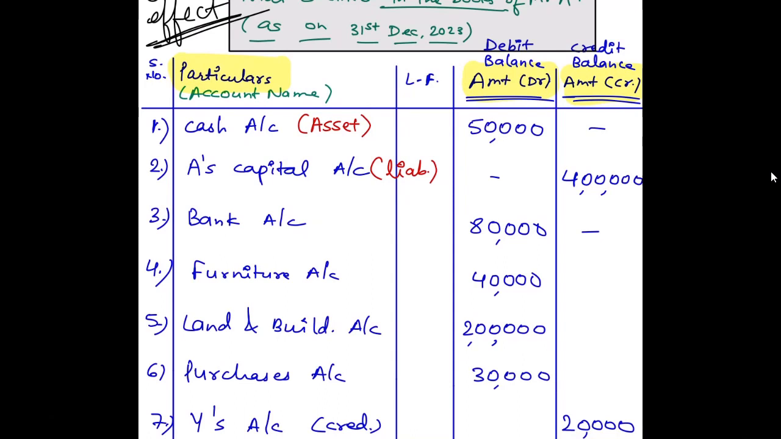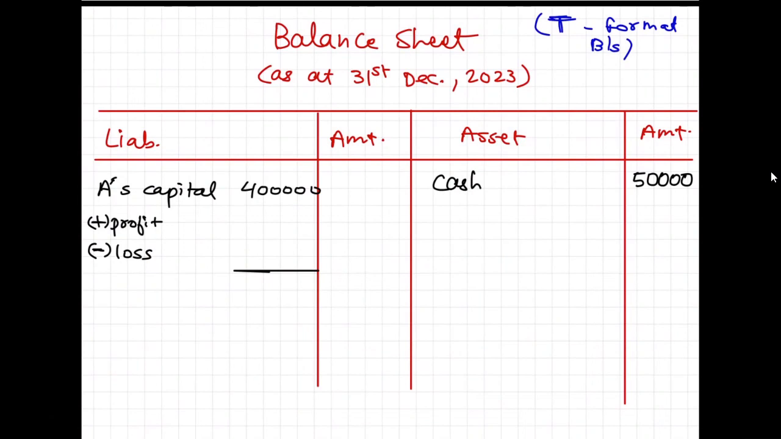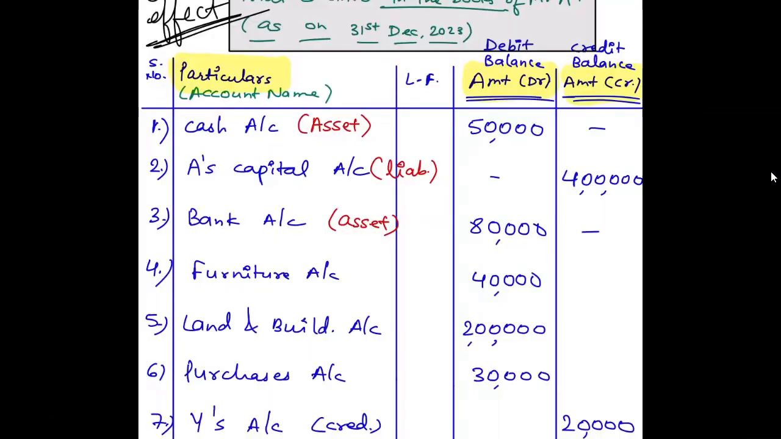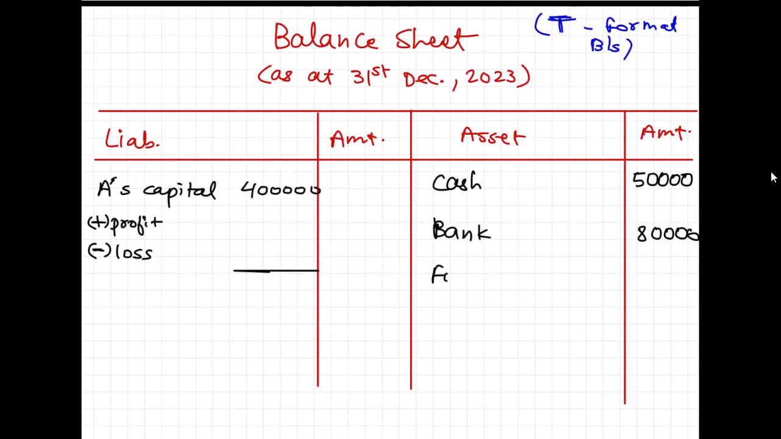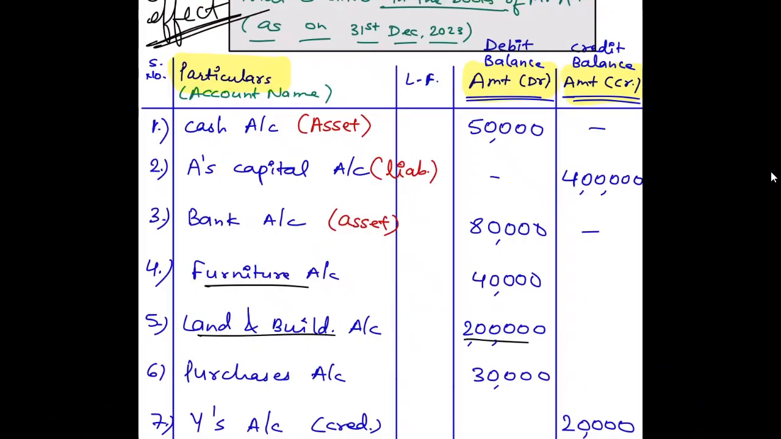Then we have bank account. So this is an asset again, 80,000 rupees as my bank. Then we have furniture account. This is also asset, 40,000. Then we have land and building of 2 lakhs.